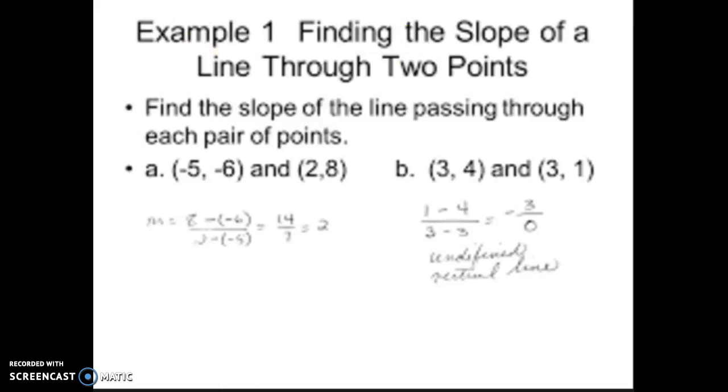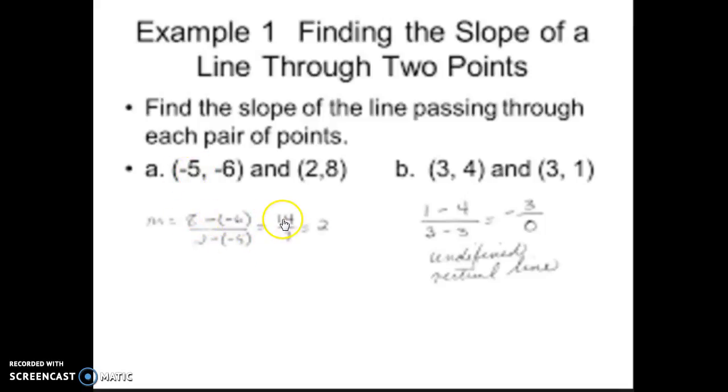Example 1, finding the slope of a line through 2 points. Find the slope of the line passing through each pair of points. Example A, you have point -5, -6, and point 2, 8. Since 8 is the y of the second point, you go 8 subtract -6, over 2, which is the x of the second point, minus -5.